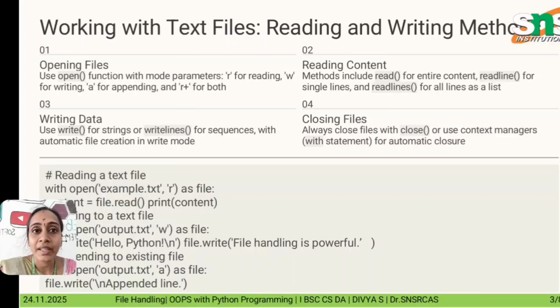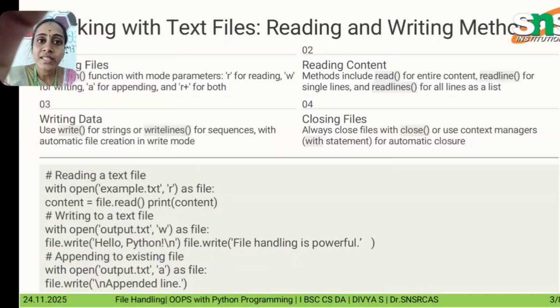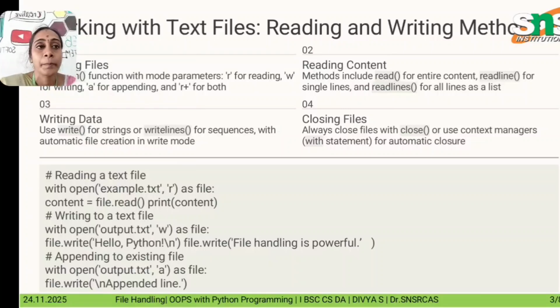So normally for reading a text file, for example, I am taking reading the text file here, with open example.txt as file, content = file.read(), print(content). To write the text file, open the particular file in write mode as file. Here I am giving the text as hello Python, the file handling is powerful. For appending to an existing file, I am opening the file in mode a, which is used to append to the next line here.